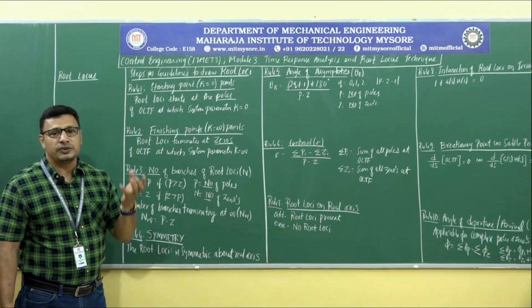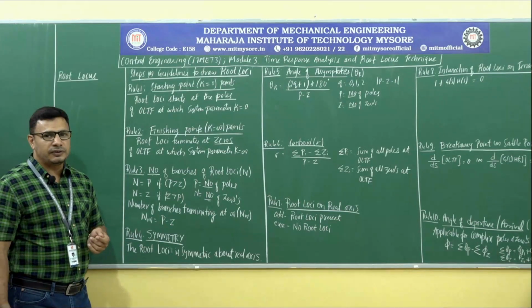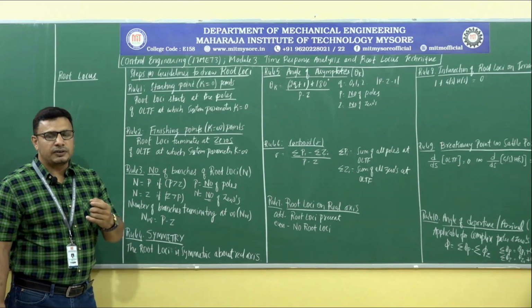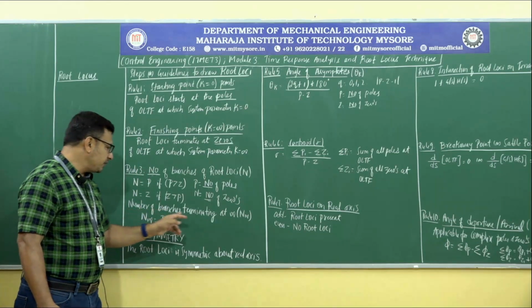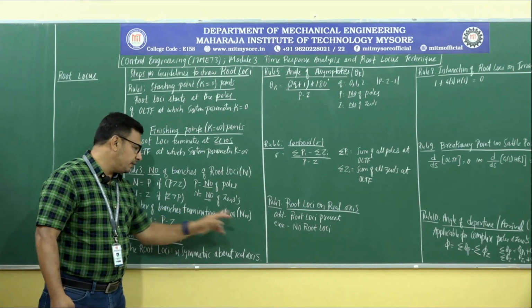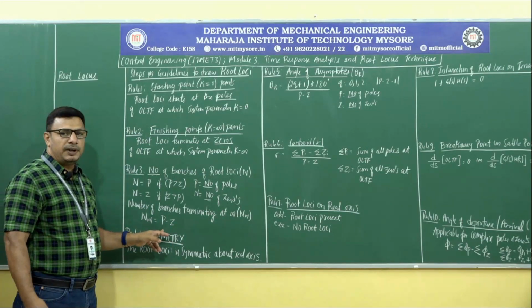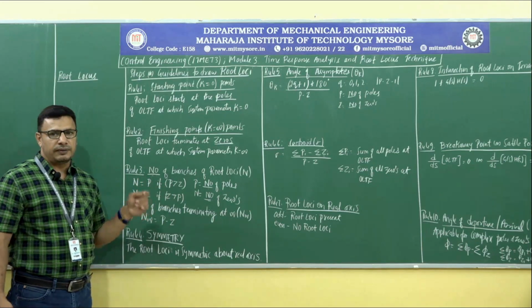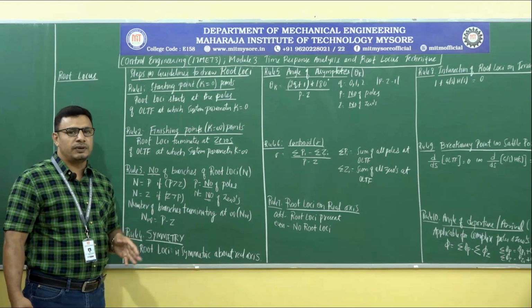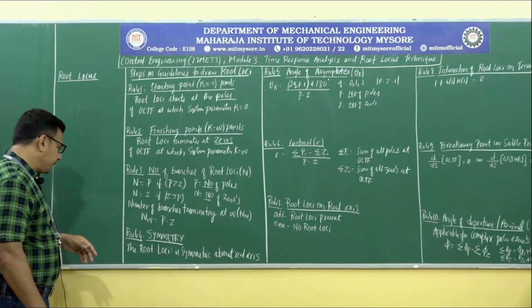If the number of zeros is less than the number of poles, obviously some of the branches of root loci will be terminating at infinity. That is what it means to say number of branches of root loci terminating at infinity. It is given by p minus z, number of poles minus number of zeros. Whatever is left, those many branches of root loci will terminate at infinity.